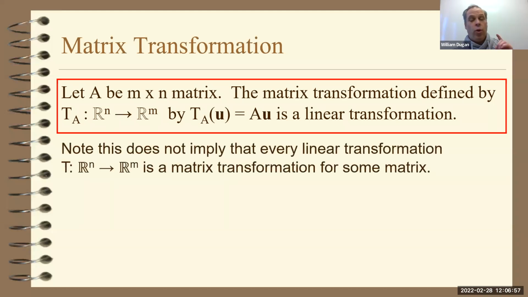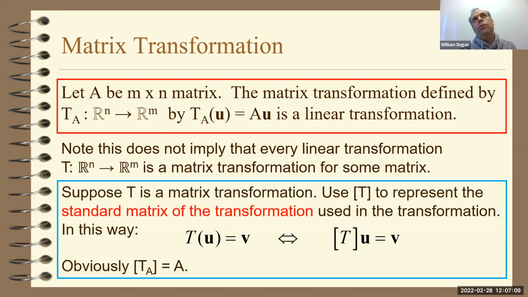But notice what we don't know is whether it is true that every linear transformation from Rn to Rm is actually also a matrix transformation for some matrix. Well, we don't know that, but what I can say is that if there is a matrix for the transformation, there's a unique matrix for it. There's only one matrix that defines that particular transformation.